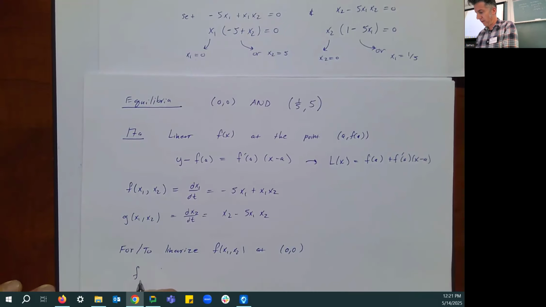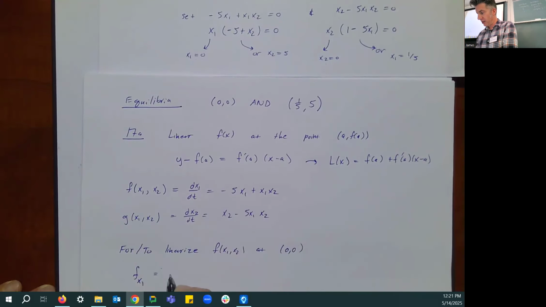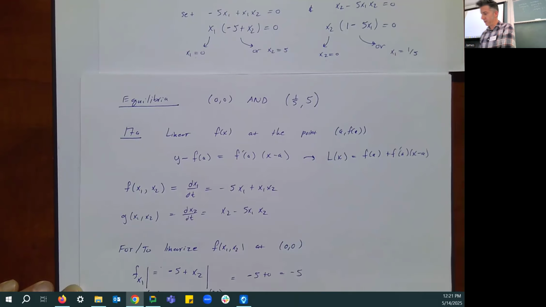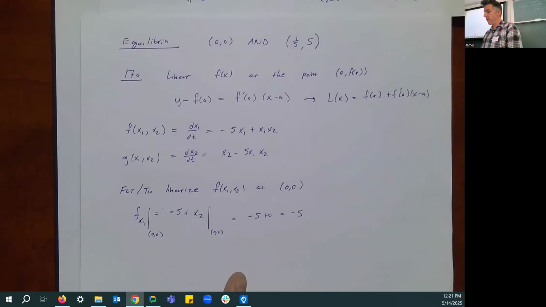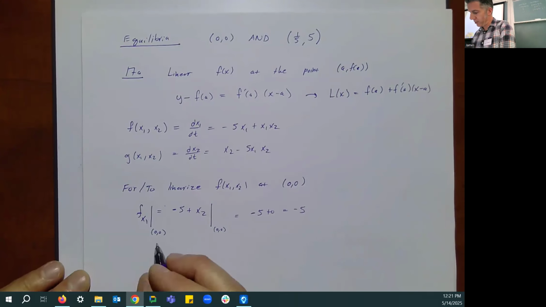So our partial of f with respect to x1, taking the derivative with respect to x1, I get negative 5 plus x2. Then we plug in our equilibrium, so it's evaluated at the point 0, comma 0, which gives us negative 5 plus 0, which is negative 5. So for our function f, what we're saying is that in the x1 direction we have a slope of negative 5. And we're going to look at the graph of this too, so don't worry.